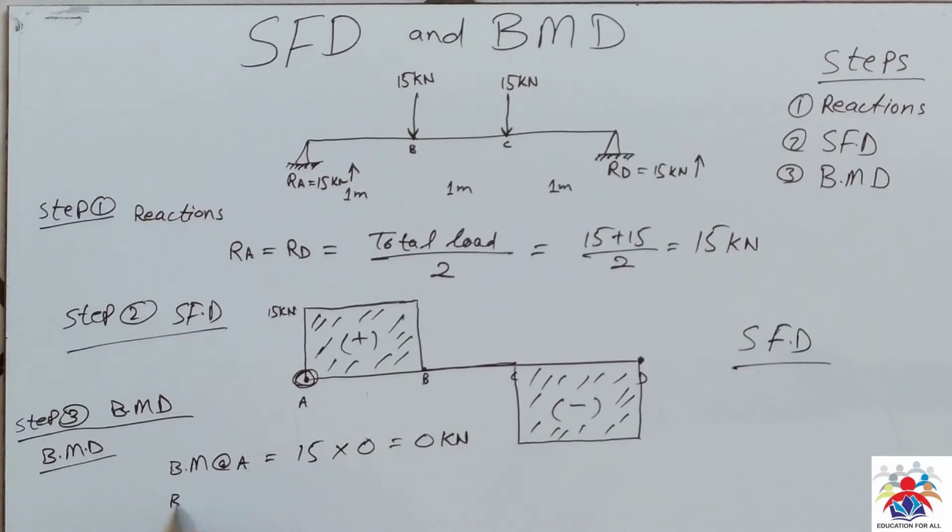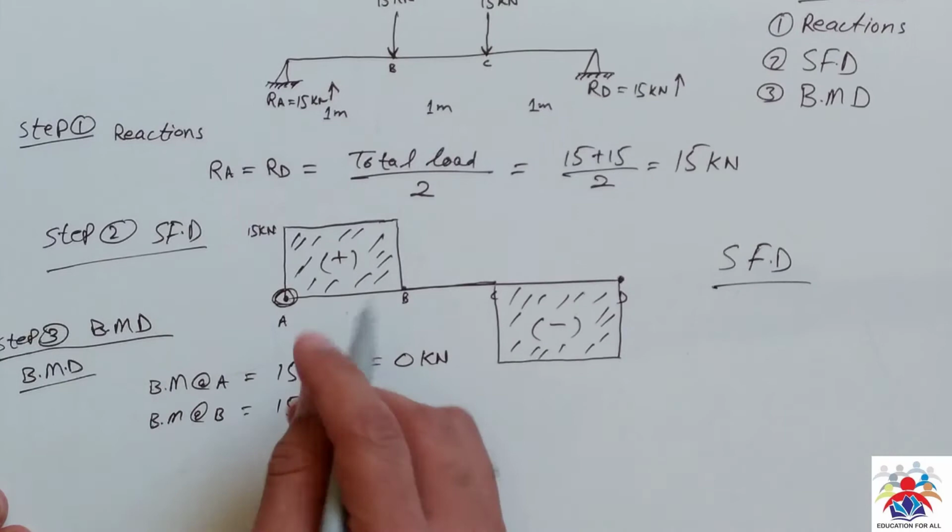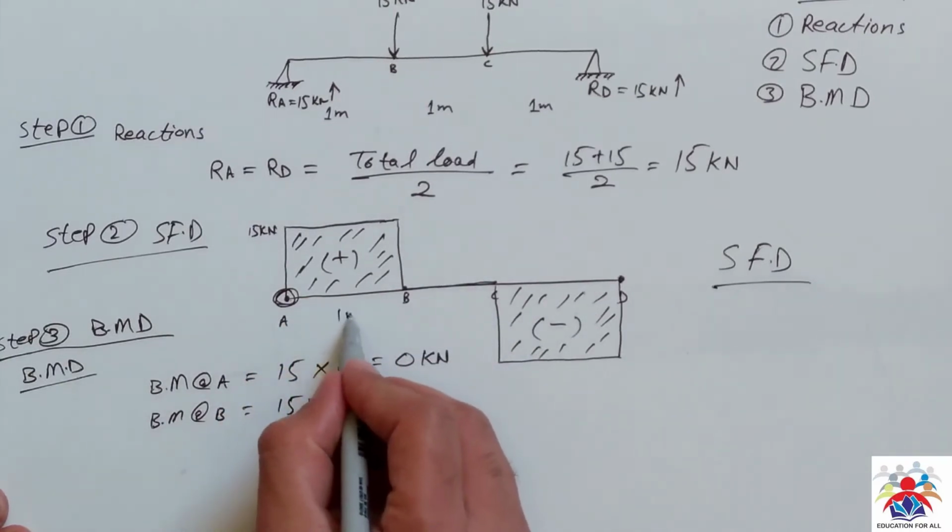Let's move on to the bending moment at point B. How can we calculate it? Now we have a value which is 15. To get to point B is 1 meter.